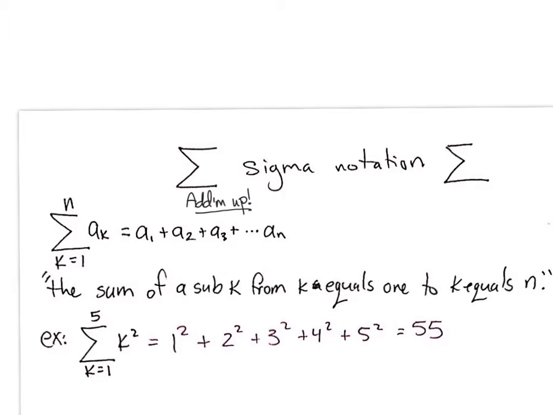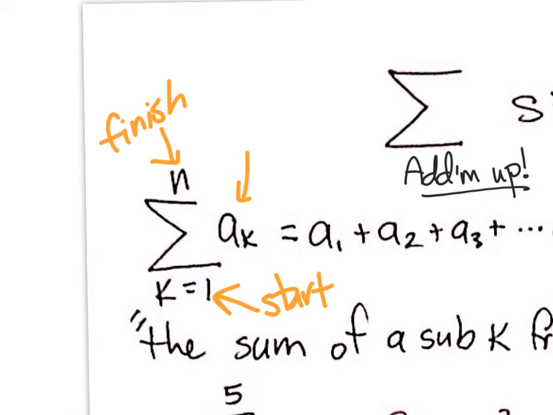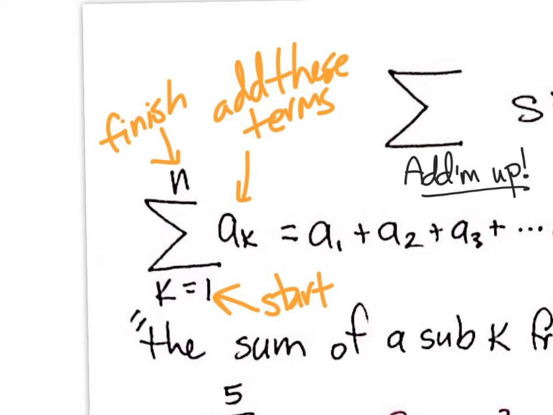Meaning, I'm going to zoom in for this, this is the explicit formula, and we're adding up the terms. We start with k equals 1, and we go all the way up to whatever number this is, n. So let's write something like start and finish, like that, and add these terms. So that might be helpful.